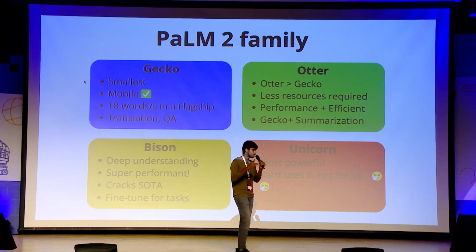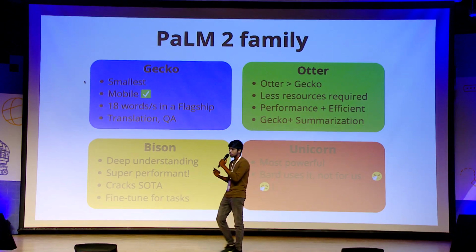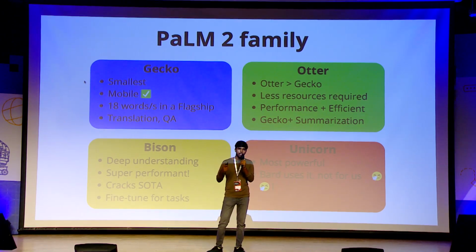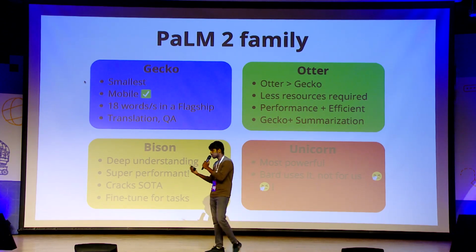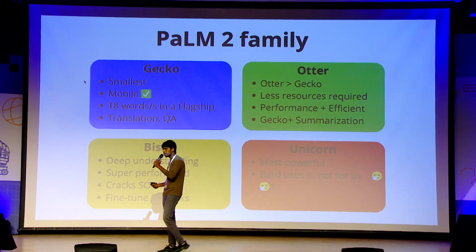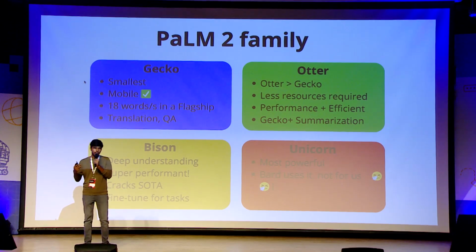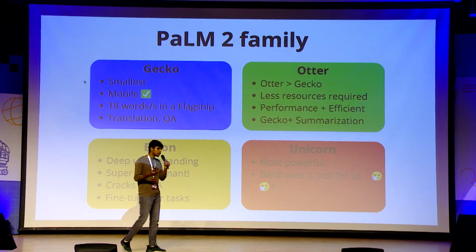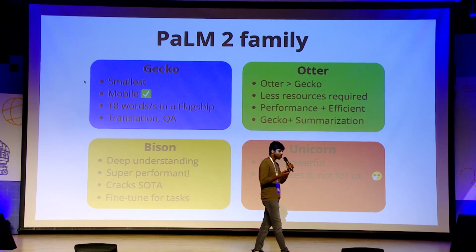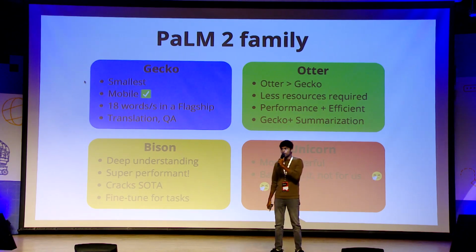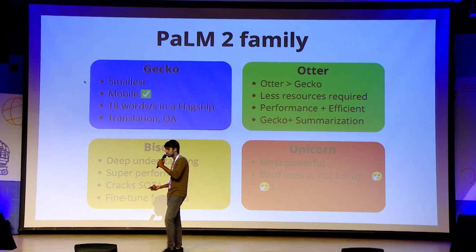Bison is the coolest guy in the room. This is what we'll be using, and this is what Google has exposed us to use as well. It is an incredibly powerful model which is capable of doing everything, including summarization, physics QA, joke explanation, even though the joke is maybe dad jokes or something. But it cracked most of the state of the art. In fact, all of the state of the art assessments, right? And then we have Unicorn, the biggest and most powerful model of all. Apparently, we don't have access to it. Some say Bard uses Unicorn.